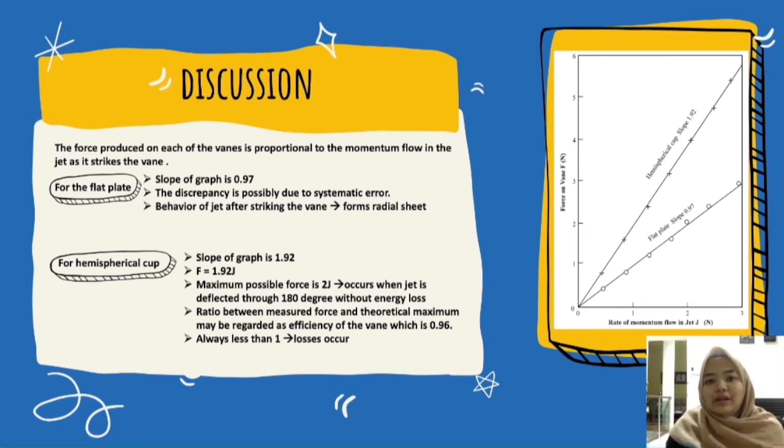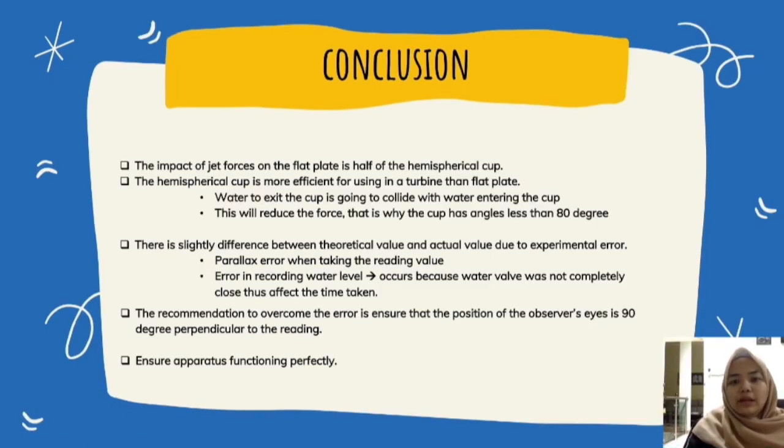For the hemispherical cup, the slope of the graph is 1.92. The maximum possible force is 2J, which occurs when the jet is deflected through 180 degrees without energy loss. The ratio between the measured force and the theoretical maximum may be regarded as the efficiency of the vane, 0.96 in this case, and will always be less than 1 because losses will always happen in practice. Based on the result, the impact on the flat plate is half that of the hemispherical cup. The hemispherical cup is more efficient for use in a turbine than the flat plate.